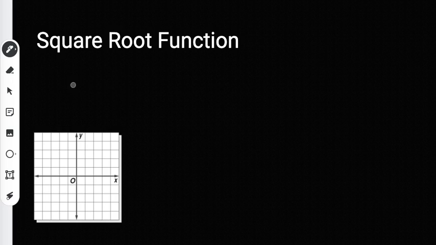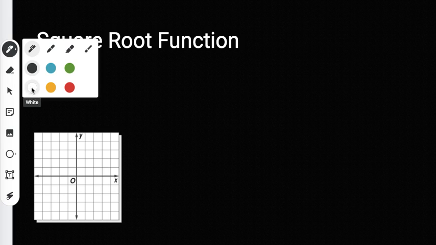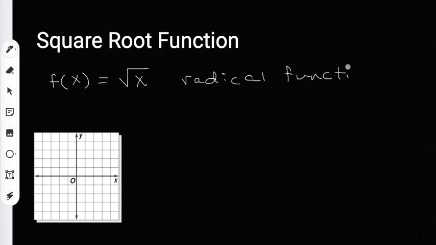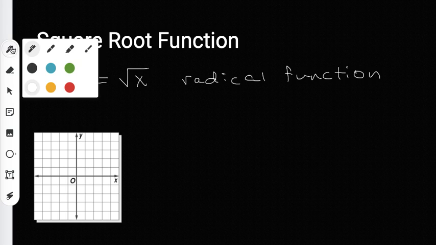The next function we're going to talk about is the square root function. Now the square root function is going to be exactly as you see it, f of x equals square root of x. This is also called a radical function. Sometimes you'll hear it called a radical function. And it's just square root of x. Now when you graph it, this is the one where it actually looks like a sideways parabola.